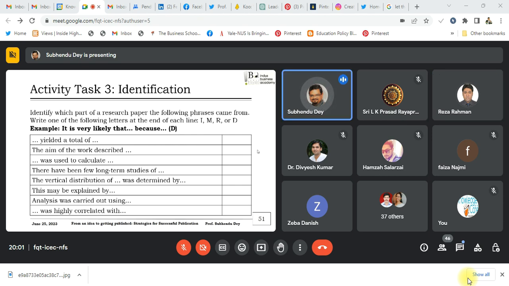This may be explained by dot dot dot. Discussion. Absolutely no doubts about that. Analysis was carried out using dot dot dot. Methodology. Absolutely methodology. It's straight talking in terms of what tool we used for analyzing the data. Next, dot dot dot was highly correlated with dot dot dot. Results. R and D both. Absolutely.